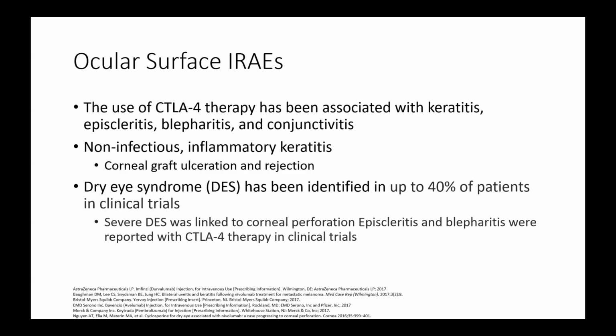So we're going to talk about each part of the eye and what can be affected. So on the ocular surface, the most common adverse event by far and away is dry eyes. And that occurs in about 40% of patients. Also episcleritis, blepharitis, and interestingly, an inflammatory keratitis, which has been reported to cause corneal graft ulceration and rejection, have been reported.